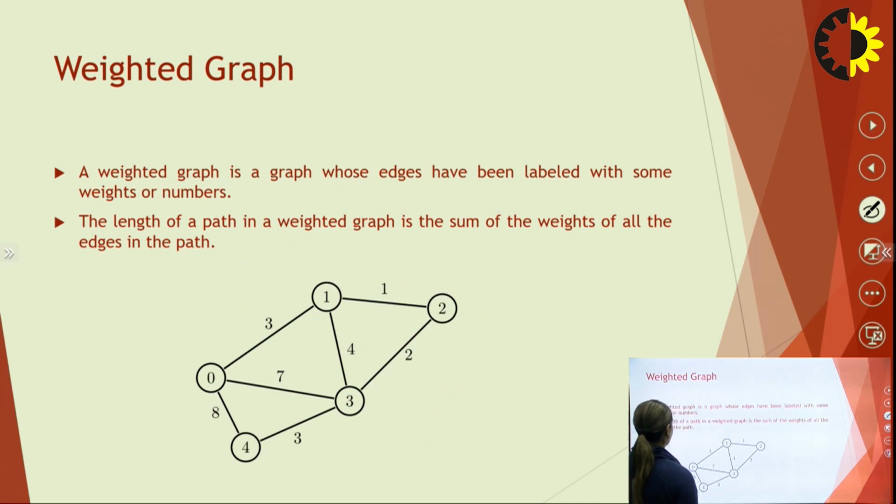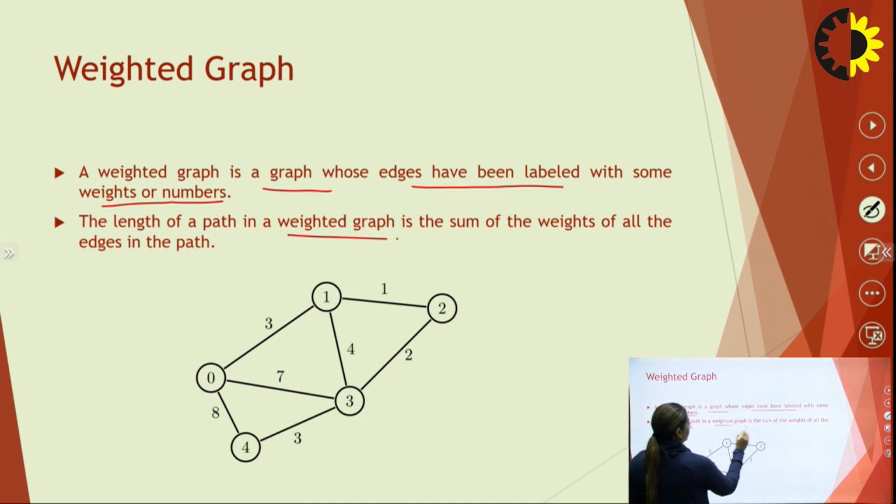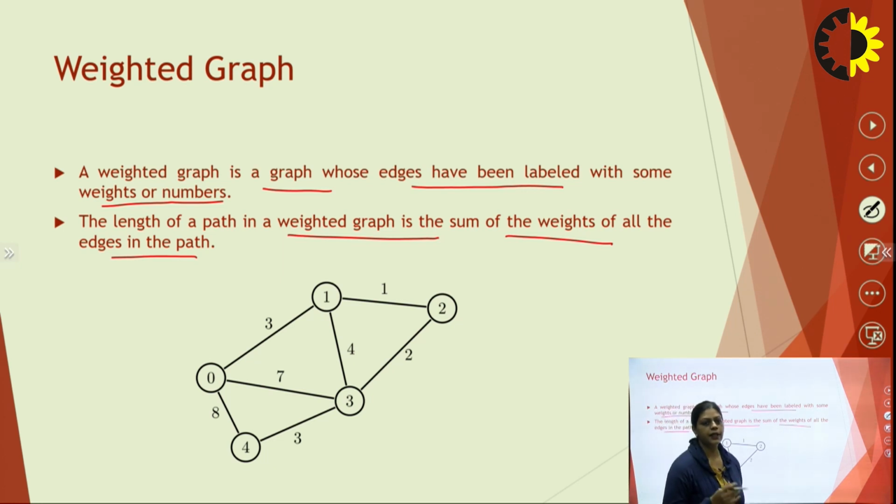Weighted graph. A weighted graph is a graph whose edges have been labeled with some weights or numbers. The length of the path in a weighted graph is the sum of weights of the edges in the path. Now there are certain graphs in which the edges have some weights, which tell the amount of cost that has to be paid to traverse that particular edge, right? So these types of graphs are used in shortest path type algorithms, right?